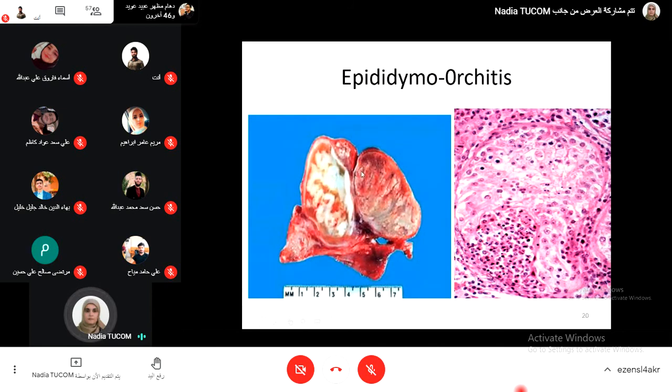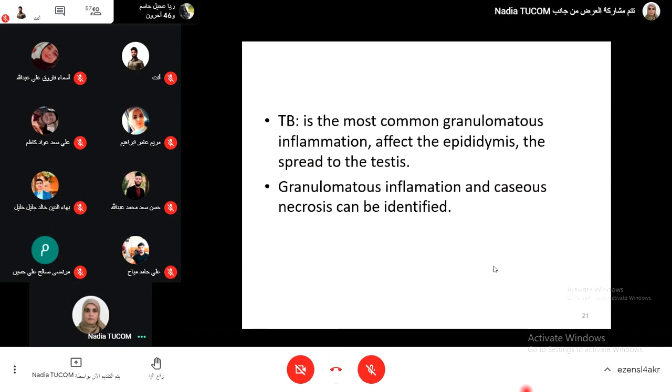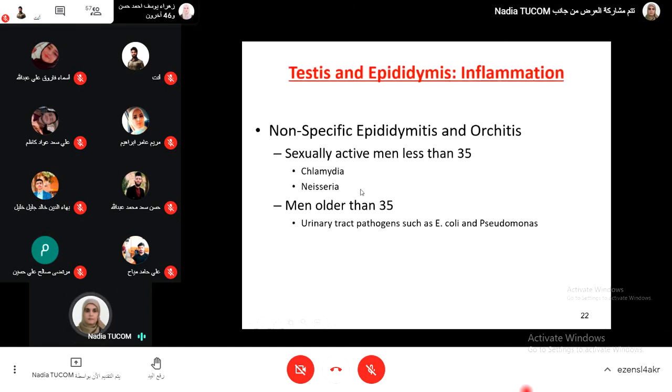Epididymo-orchitis is an inflammation or infectious process of the testis and epididymis with abscess formation. Here, there is a collection of neutrophilic exudate within the seminiferous tubules, and if it is affecting the epididymis, it is also called epididymo-orchitis. TB is a special type of granulomatous inflammation affecting the epididymis and can also result in sterility and obstruction of the tubules with caseous necrosis and granulomatous inflammation.